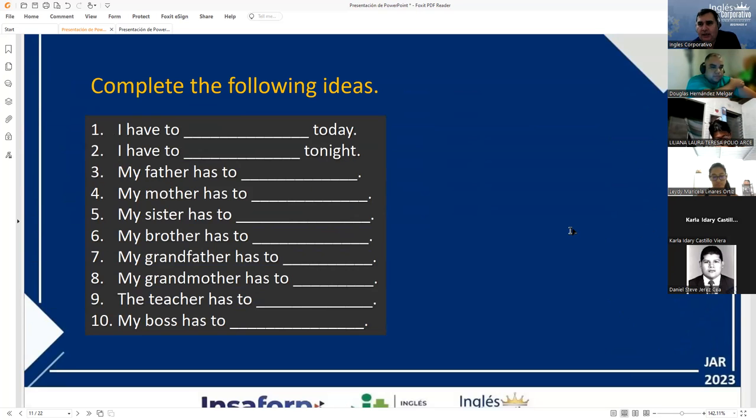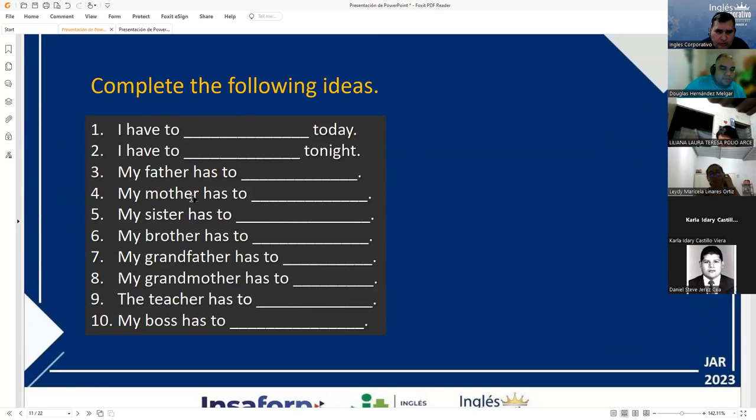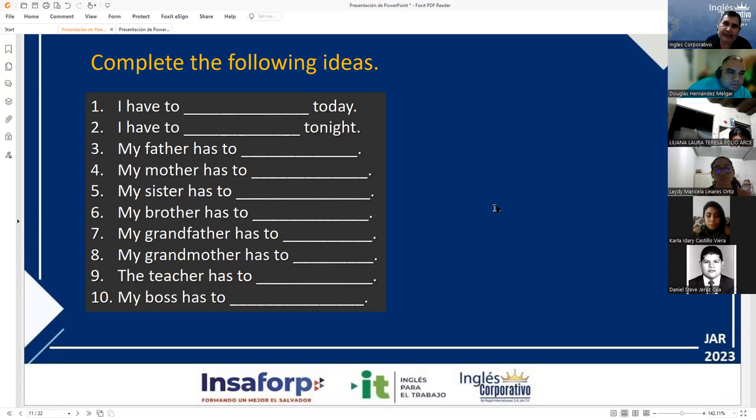We're going to complete these ideas. Think about your family. What do these people have to do? For example, teacher, I don't have a grandmother. No, I don't have grandmothers because I am a grandfather already. My grandmother is in heaven, and my grandfather is in heaven, but maybe you have a grandmother because you are young. So you say, my grandmother has to cook dinner.